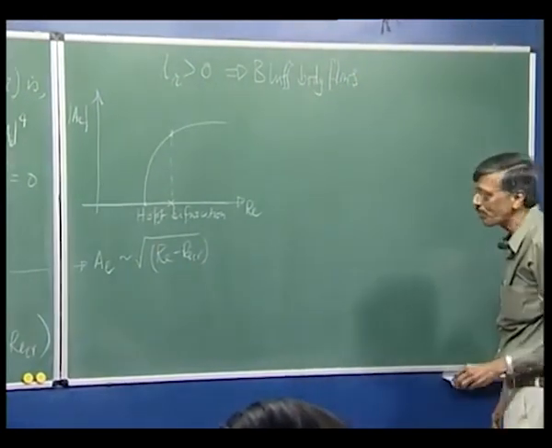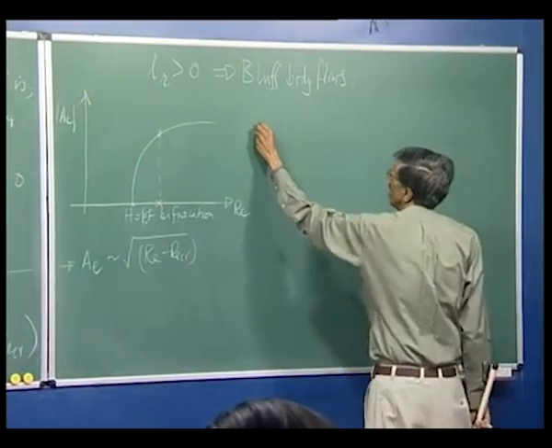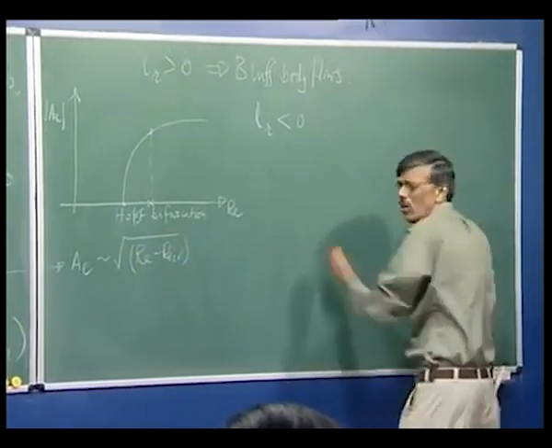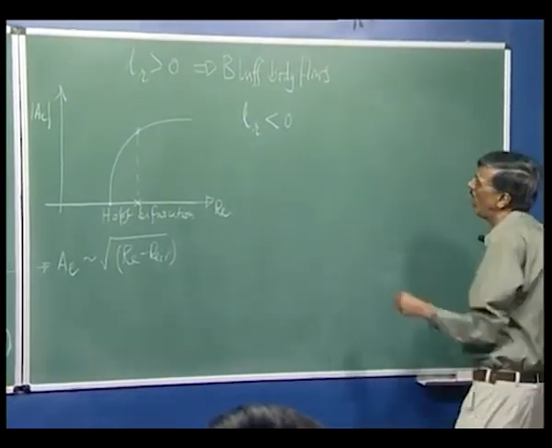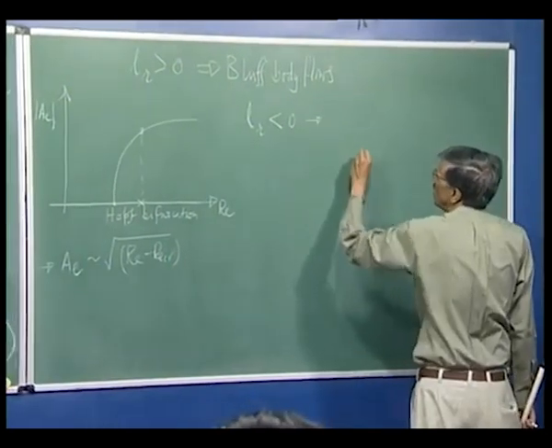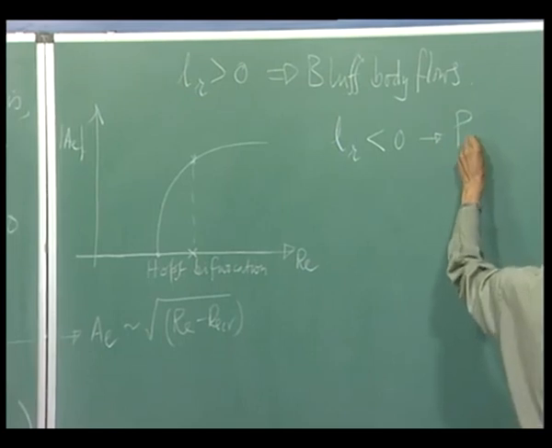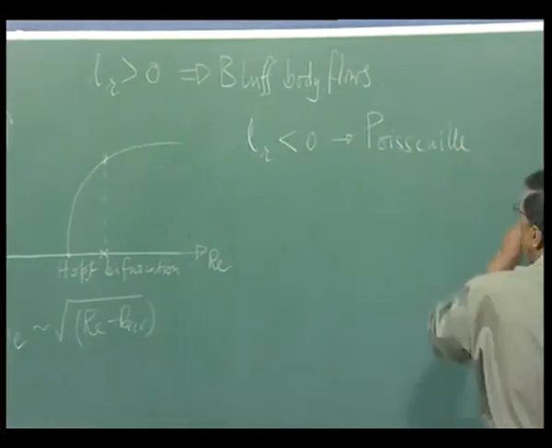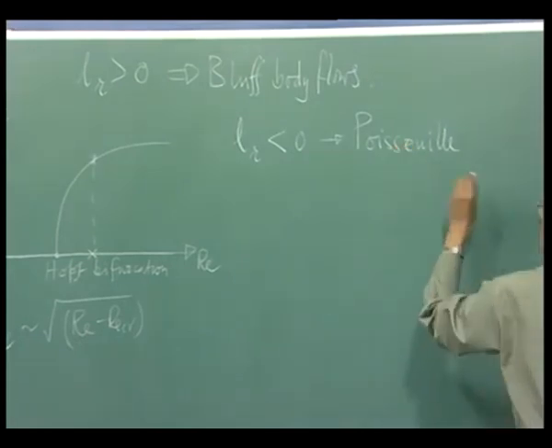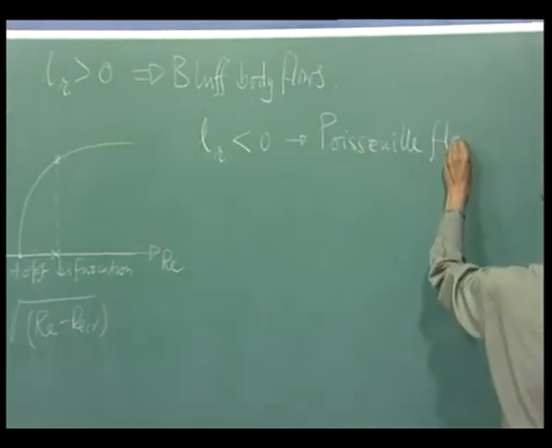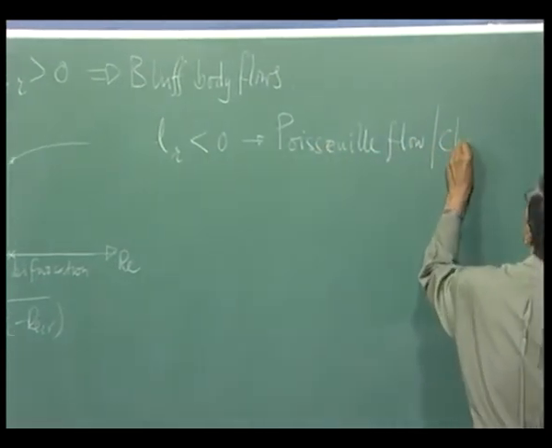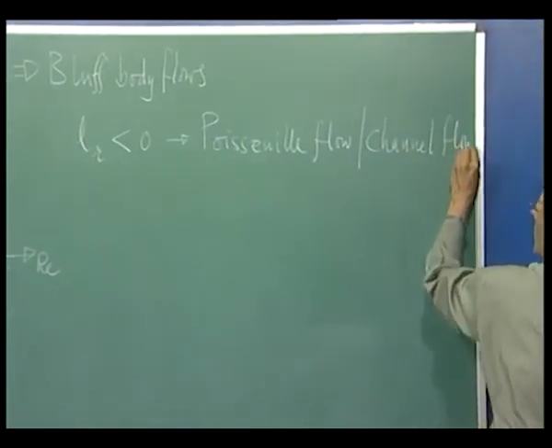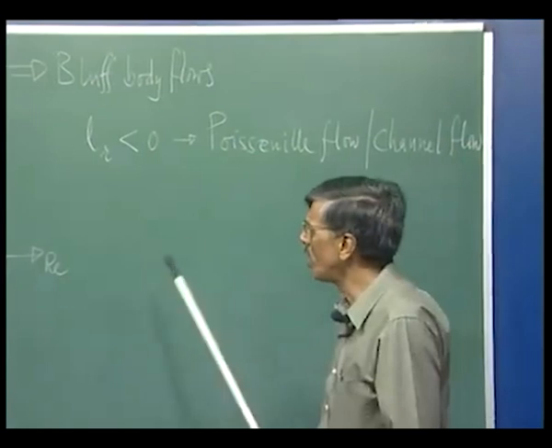Okay. We have similarly a case of LR less than 0. This you actually see in Poisson flow, or channel flow. What do you notice here?